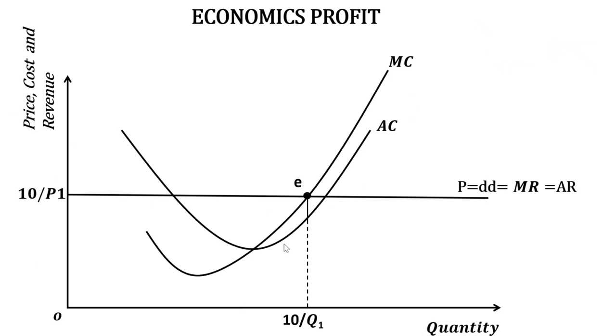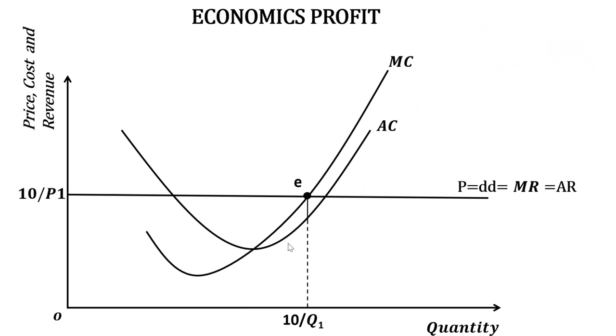So when the minimum point of the short-term average cost curve lies below the average revenue curve or the market price, then it means the business earns more money for each item sold than it pays for each item it produced. They earn more money when they sell the product, and less money is used when they produce the product. They earn more for the product when it is sold than it costs to produce it.